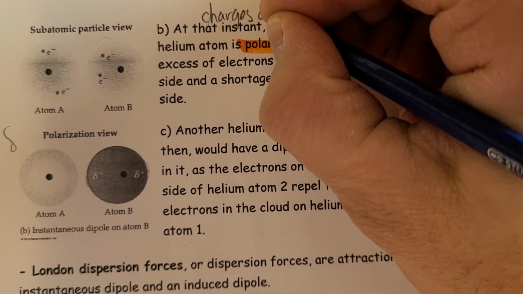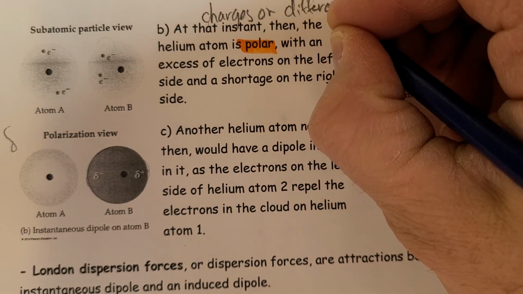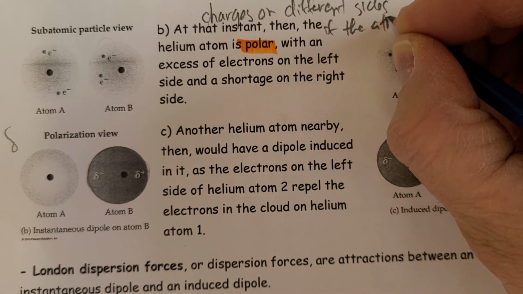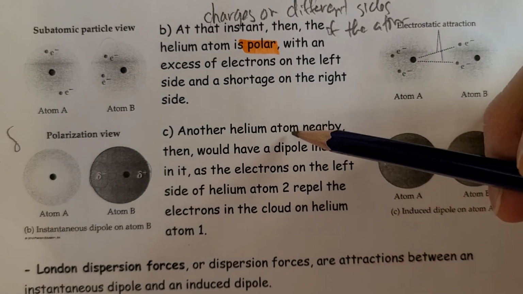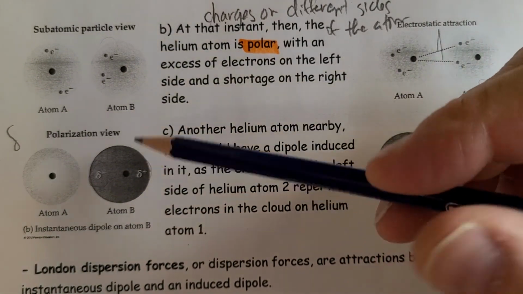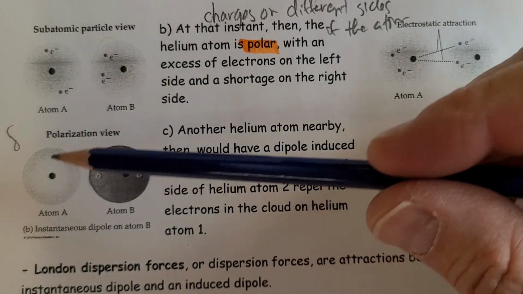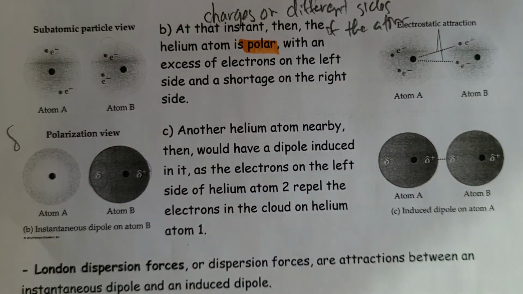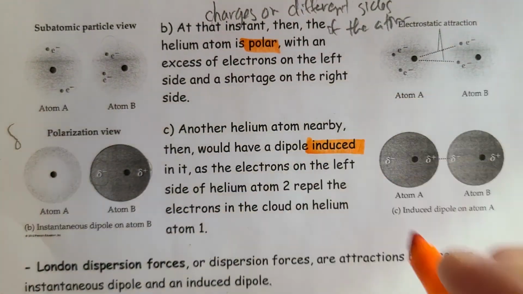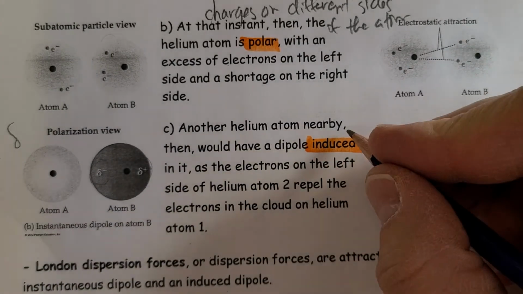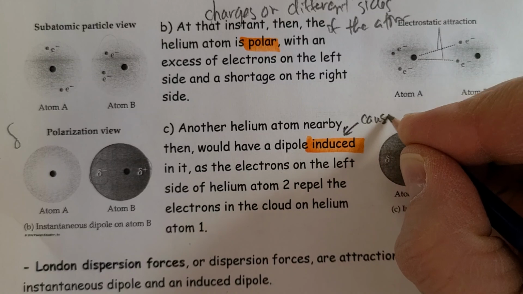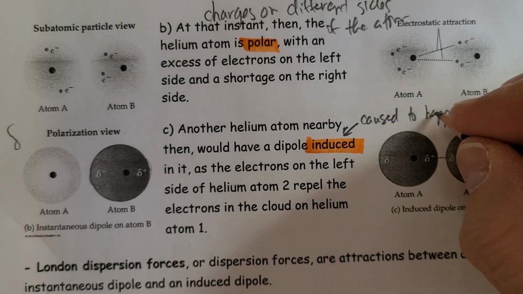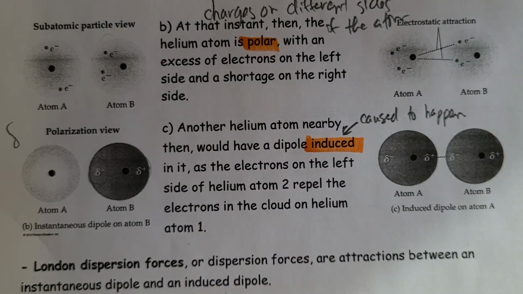Charges on different sides of the atom. So over here it'd be on the left, that'd be negative, on the right it would be positive. And then what could happen is another helium atom could be sitting here, and its electrons just randomly moving. It would have a dipole induced. Now the word induced, you may have heard that it's caused to happen. So you often hear about ladies giving birth, they're induced. So it's bringing about the birth, causing it to happen.